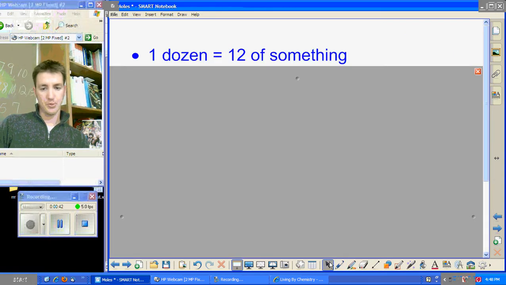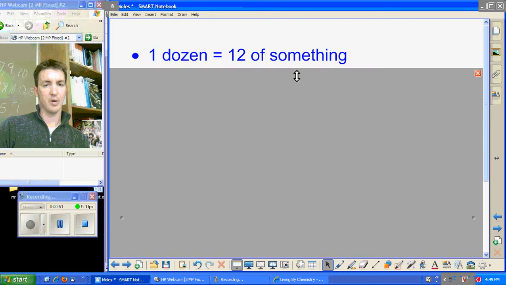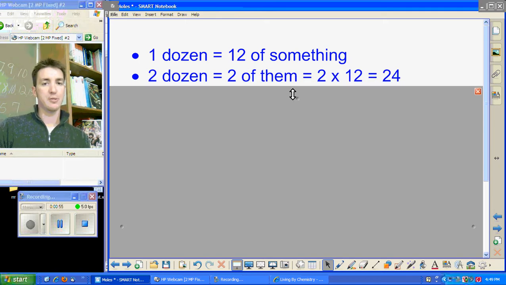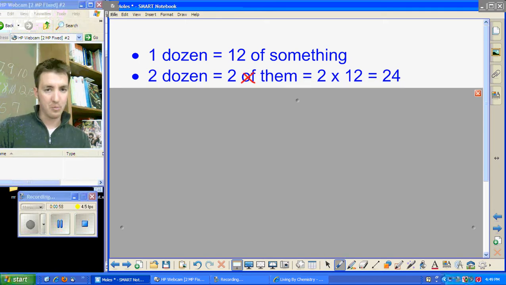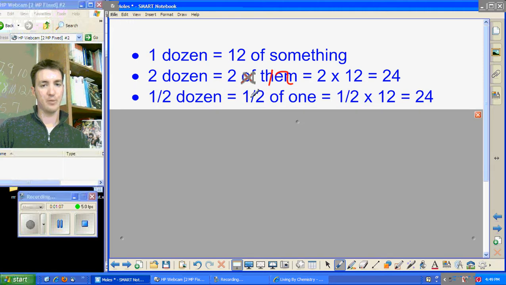So just like with the dozen, it's a word that means a number. Dozen means 12. So I could have a dozen of a bunch of different things. 2 dozen is 2 of them. Of means multiply in math terms. So 2 of the 12, 2 times 12 is 24. If I had a half dozen, half times 1 dozen, that would equal not 24, that would equal 6.